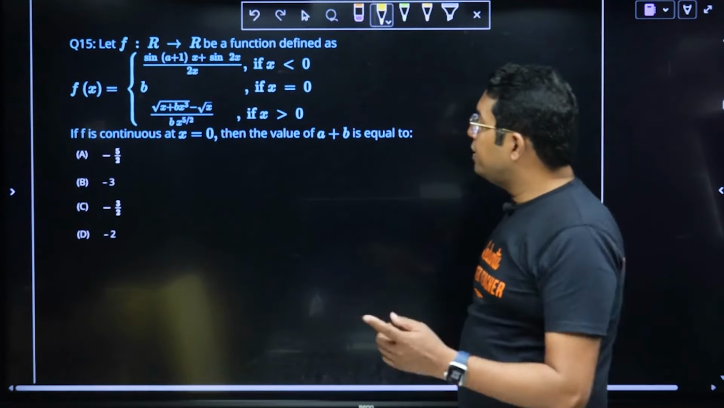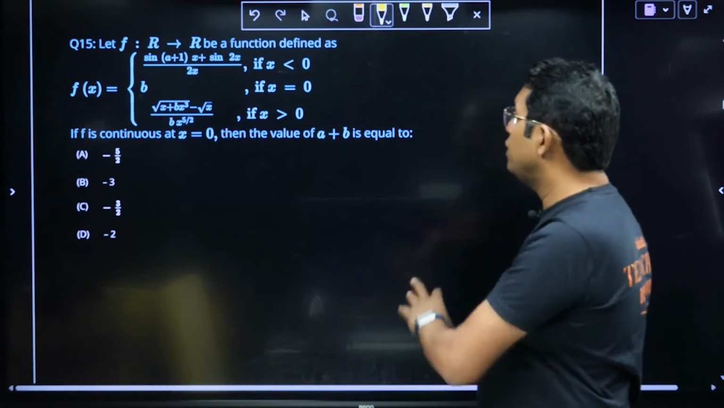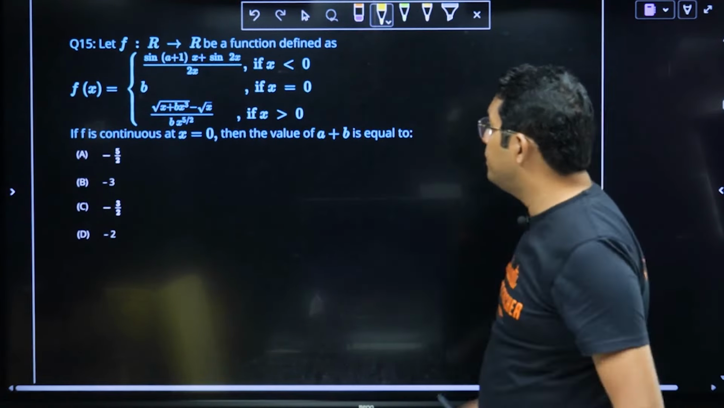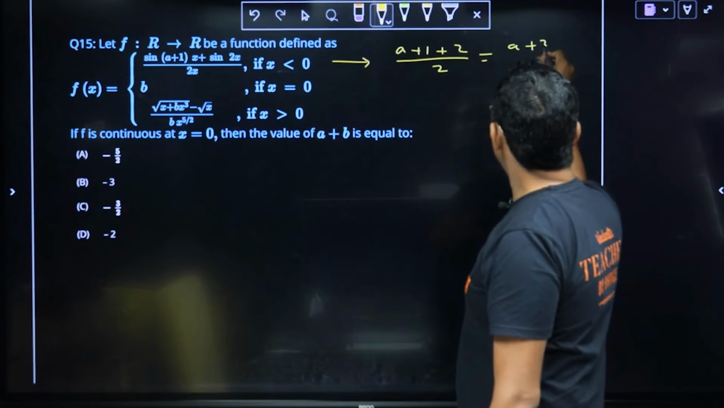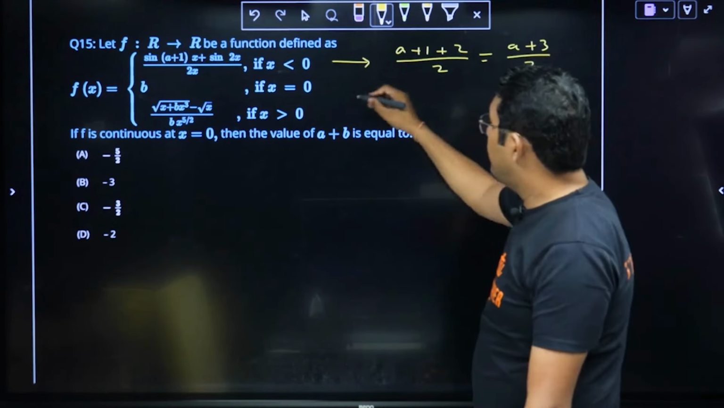Now in this question, we are given f from R to R as continuous. We have to find the values of a and b. Now please see, the limit here at x equal to 0 will be just a plus 1 plus 2 upon 2. That is a plus 3 upon 2. And the value is b.